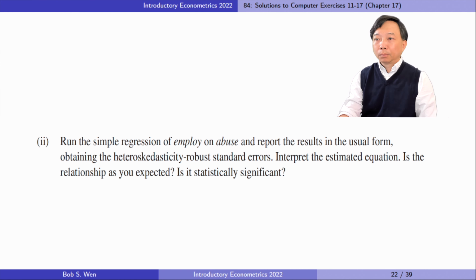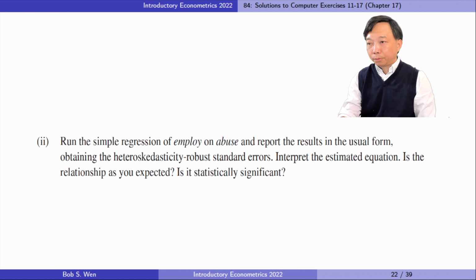In Part 2, run the simple regression of employment on abuse and report the results in the usual form, obtaining the heteroscedasticity robust standard errors. Interpret the estimated equation. Is the relationship as you expected?